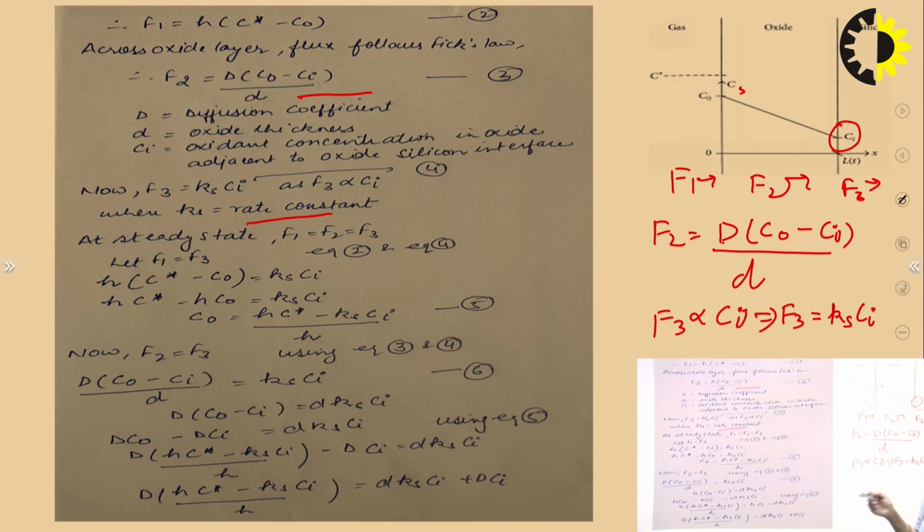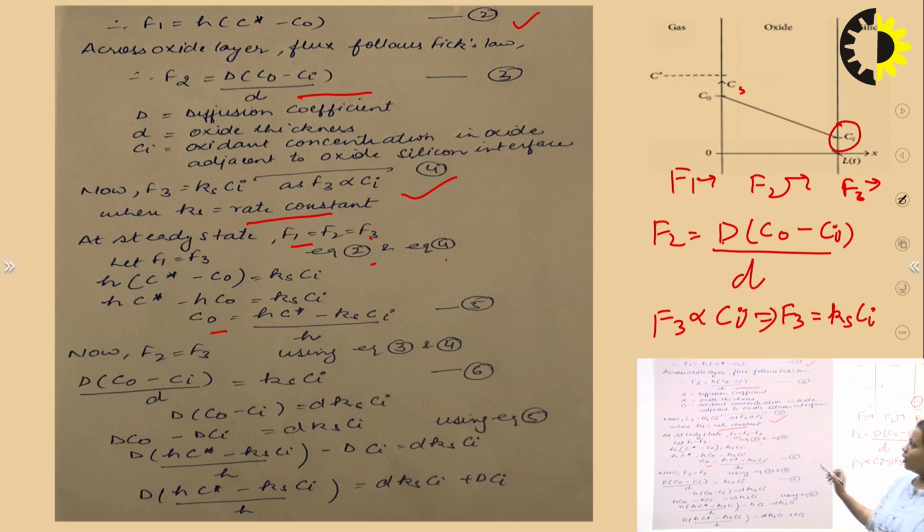Now at the steady state condition, these are the three interfaces, so these are in a particular state. At steady state, these three values of flux are equal: F1 is equal to F2 is equal to F3. So initially we will equate F1 and F3. We got the F1 value, and the F3 value. Using equations 2 and 4, I have mentioned this F1 and this F3. So we will get the value of C0, because here is C0 and here is Ci. So we will get the value of C0 in terms of your C star and your Ci. This I have mentioned using equation number 5.